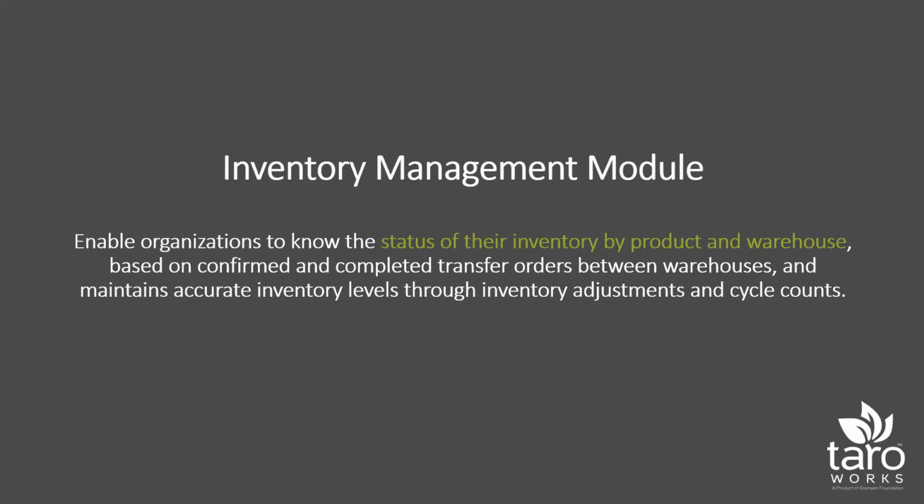The inventory management module tracks movements of goods within your organization. So this is after inventory enters the system. Product movements within your organization can be recorded using a transfer order. This order type will decrease inventory at the source warehouse and increase it at the destination warehouse.